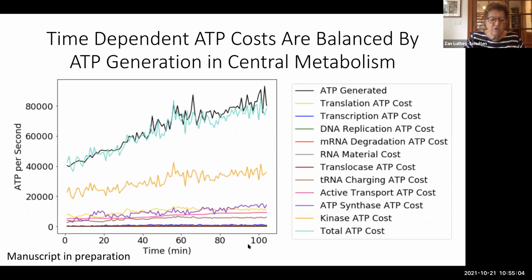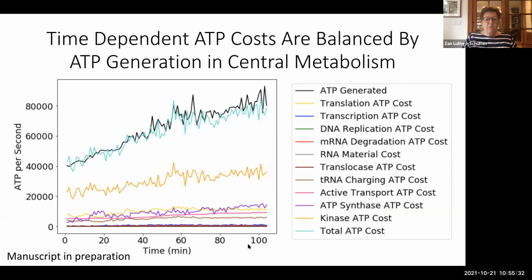What's also interesting is the time dependence of the ATP costs. If you recall, when I introduced metabolism, I said that thing is really important because this minimal cell has no oxidative phosphorylation. So it has to make all the ATP in central metabolism. That was this 35 to 45,000 per second.